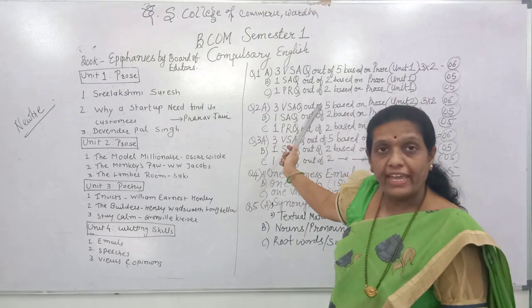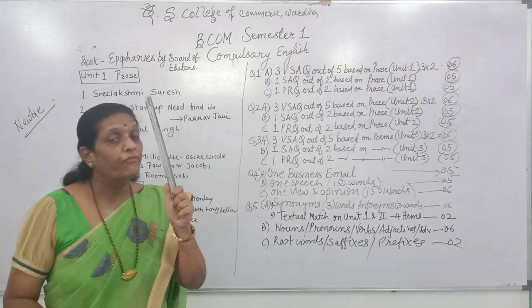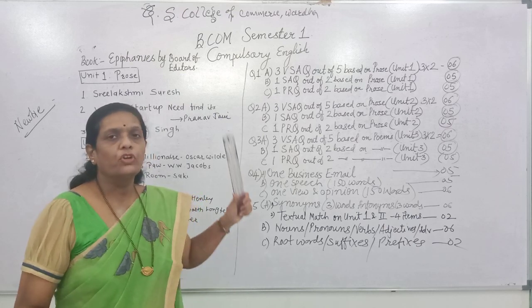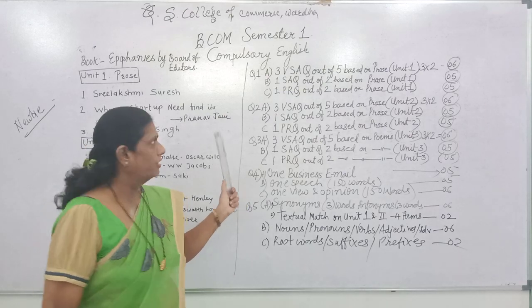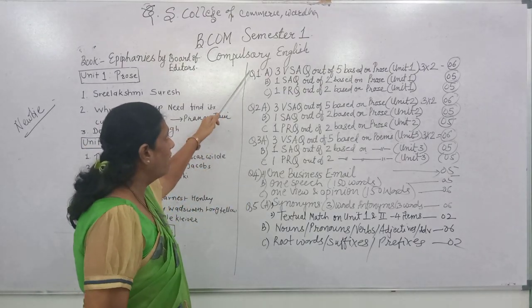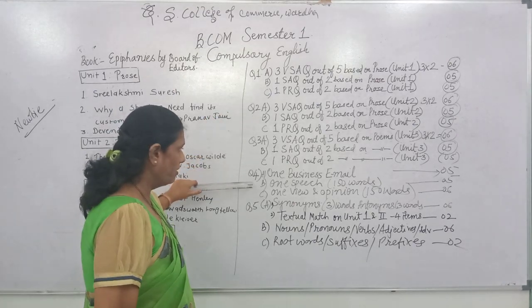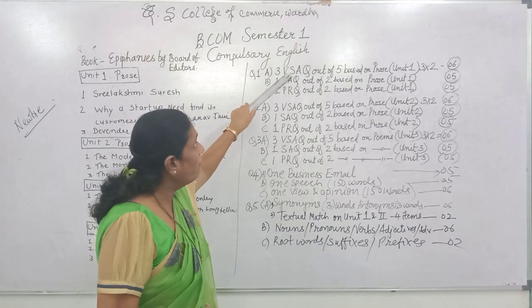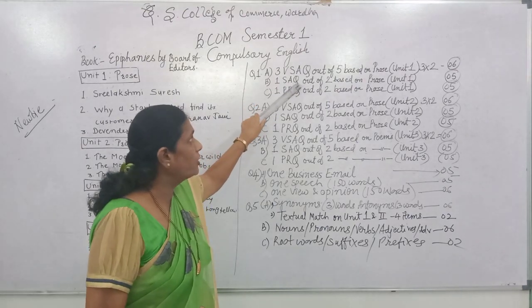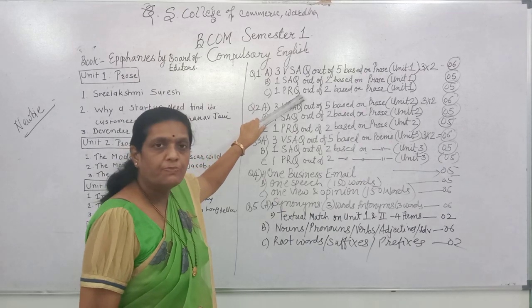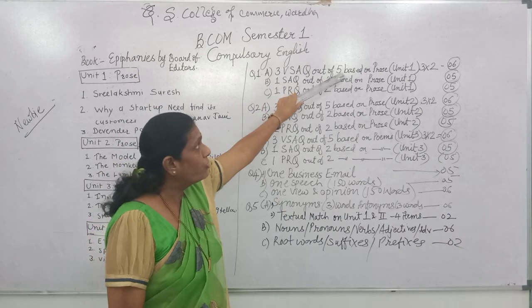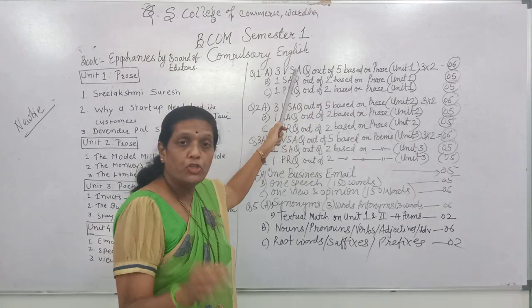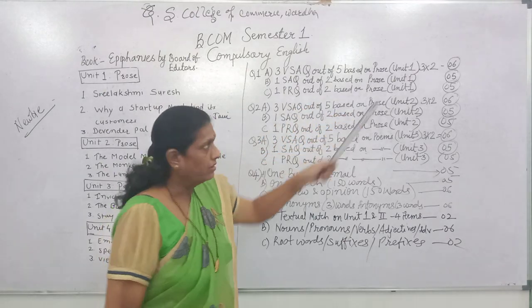Moving ahead, I would make you aware of the paper pattern. Before starting the syllabus, it is very necessary for you students to know the paper pattern, because if you know it, it is very easy for you to work further. There are 5 questions: question number 1, 2, 3, 4 and 5. Each question has 3 parts, A, B and C. These are VSAQ, very short answer questions, SAQ, short answer questions, and PRQ, personal response questions. In question 1A, 5 questions would be given to you from unit number 1, of which you have to do only 3, each carrying 2 marks. That is 6 marks.